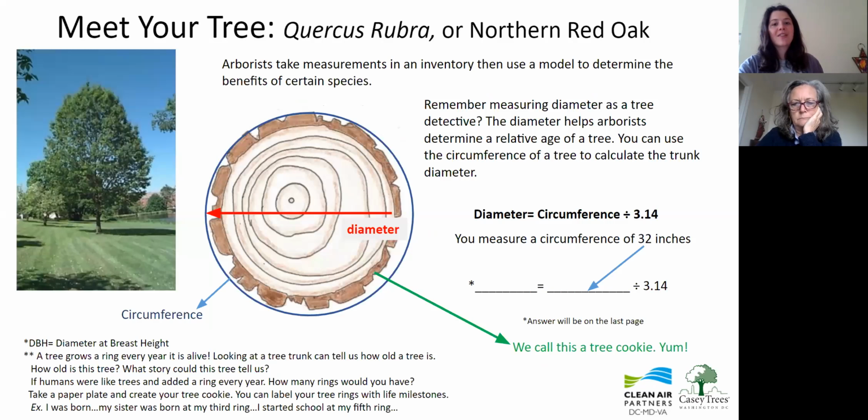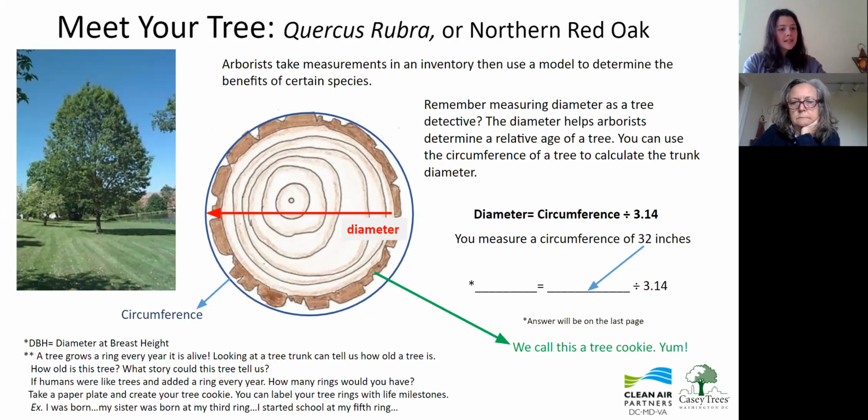Next, we would measure the trunk diameter, or the DBH, which is the diameter at breast height. This gives us a very central image of the trunk diameter. But what is the diameter? The diameter is a measurement of width on a circle from one end of the circle to the opposite end. And this would tell us about the relative age of the tree. Now, how could that be?